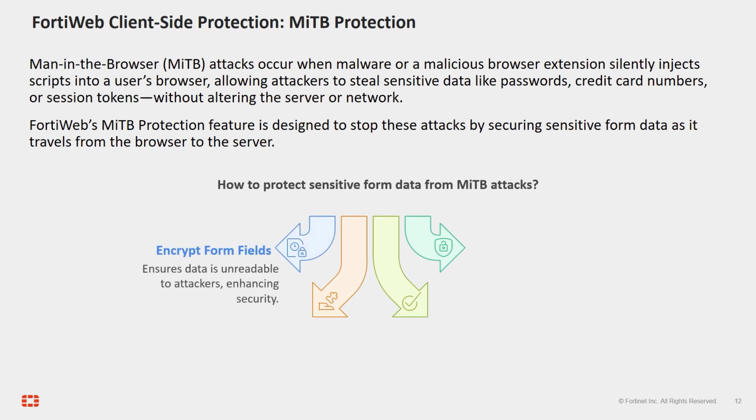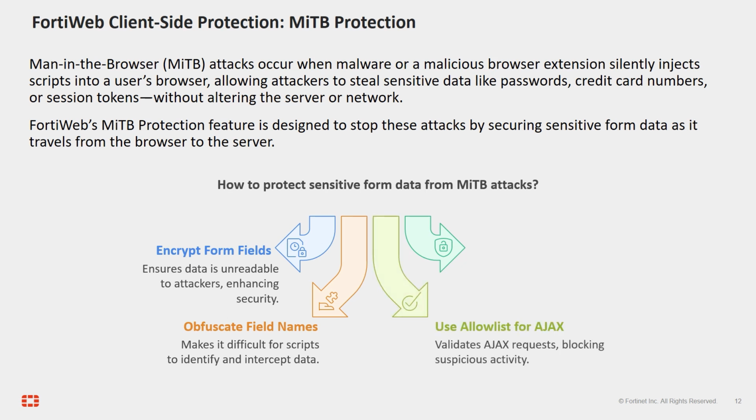It encrypts and obfuscates sensitive form fields, making them unreadable to injected scripts or keyloggers. It randomizes and hides field names so that malicious scripts can't easily identify or intercept them. It uses an allow list to validate legitimate AJAX requests and block suspicious ones. It implements anti-keylogging mechanisms to prevent malware from capturing keystrokes. By applying these techniques, FortiWeb ensures that even if the user's browser is compromised, the attacker can't easily access or manipulate critical form data, protecting your application from fraud, data theft, and unauthorized transactions.